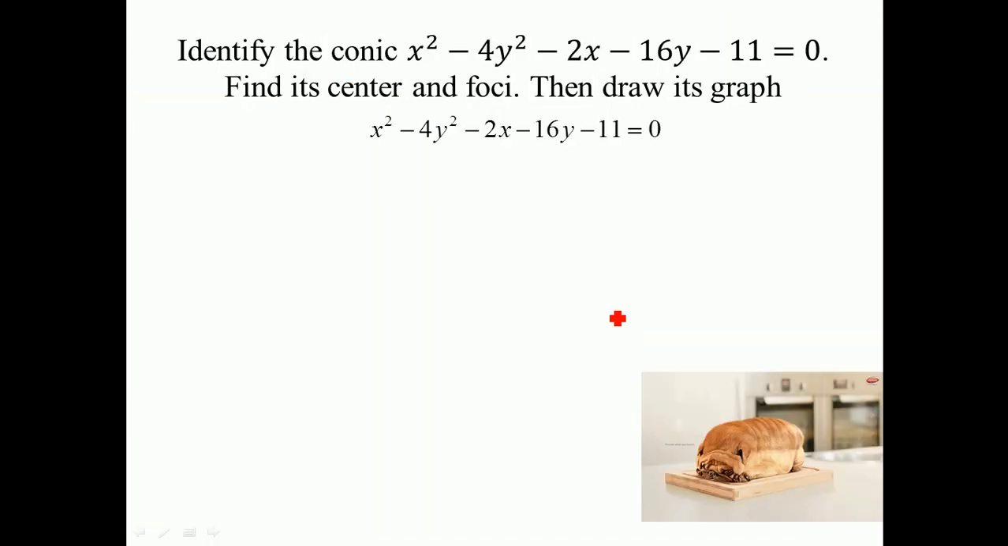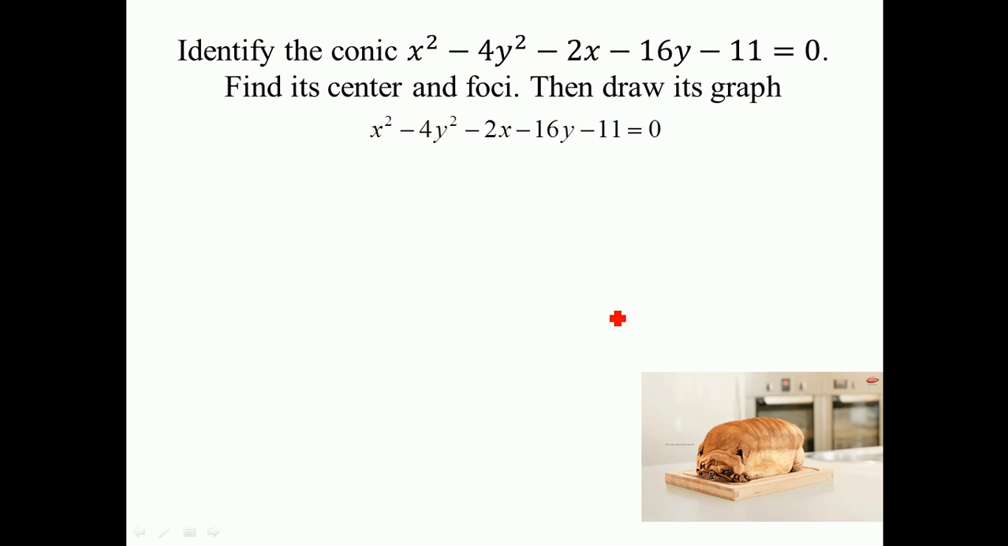All right, moving on. One last part, hopefully we can get through a little bit of this. Identify the conic, x squared minus 4y squared minus 2x minus 16y minus 11 equals 0. Find its center and foci, then draw the graph. Basically, you're going to be given an equation like this, and you're going to have to identify whether it's a circle, whether it's an ellipse, or whether it's a hyperbola. This is how you actually do it.